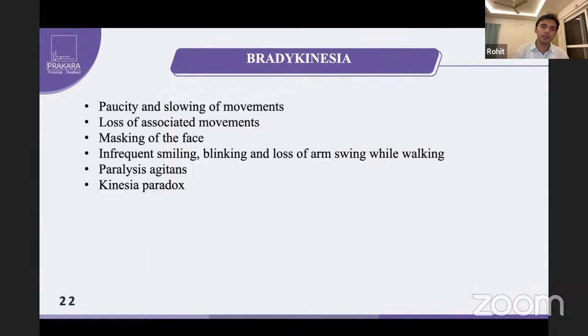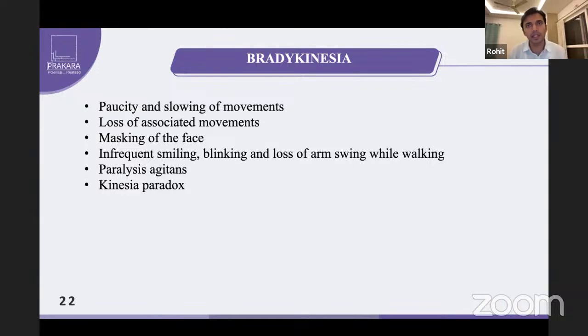So paucity and slowing of movements can be there. There can be loss of associated movements. The most common example is reduced arm swing. In patients with Parkinson disease, because it starts unilaterally, one of the sides, the arm swing is reduced. Or there can be masking of the face, the infrequent smiling, there can be infrequent blinking, and there are certain phenomena that are rarely observed in Parkinson disease.